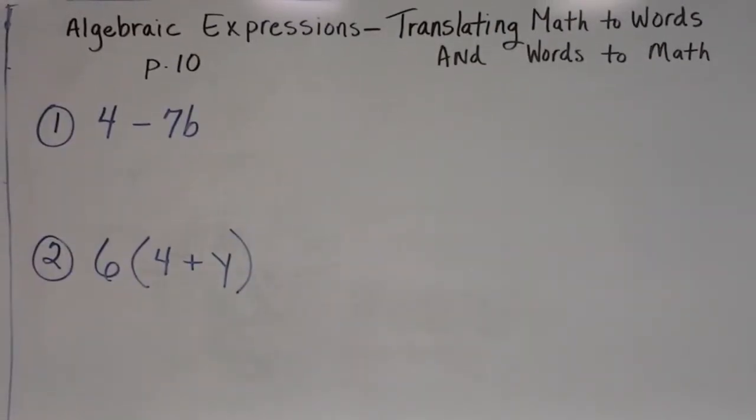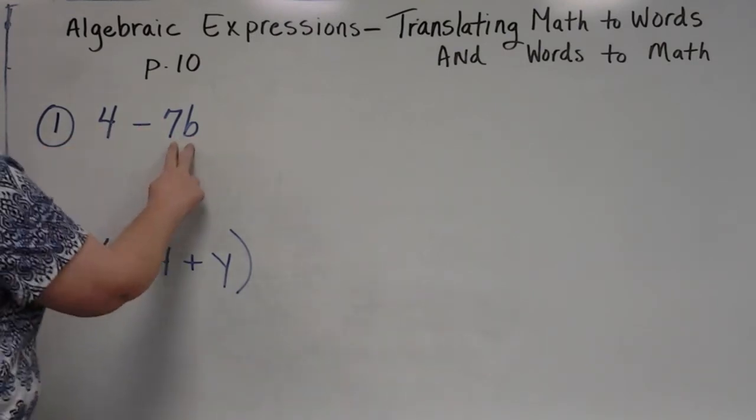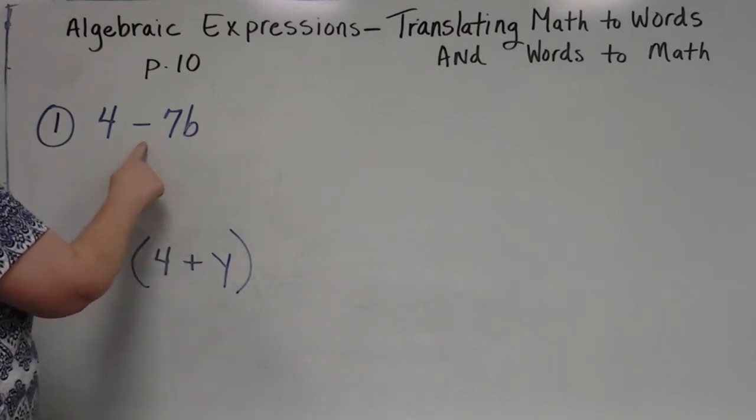Now, let's go the other direction. Let's take math and translate it into words. When you're translating math into words, sometimes there's more than one way to say it. You could have 2 ways that are correct. So let's try this one first and see if we can think of a couple of ways that would be right. We could say 4 minus 7 times b. This part is really important. That's not 4 minus 7b.